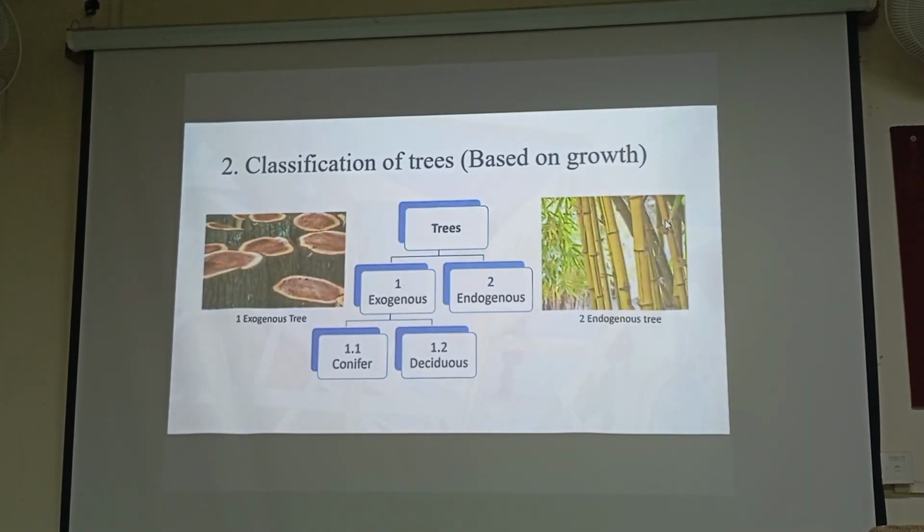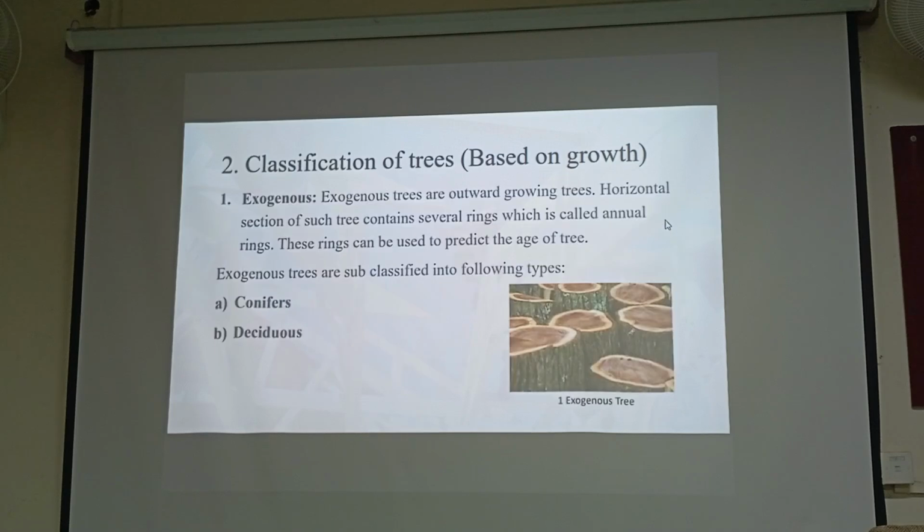So what is the classification of trees? Based on growth, there are two classifications of trees. One is endogenous and another is exogenous. Exogenous can be further classified as conifer and deciduous. So what are endogenous and exogenous trees? Exogenous trees are those which grow outward, like the trunk keeps on expanding and it grows in both vertical as well as horizontal direction.